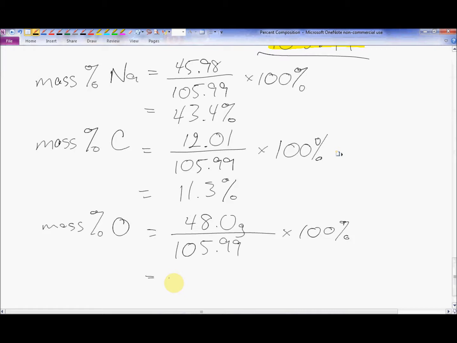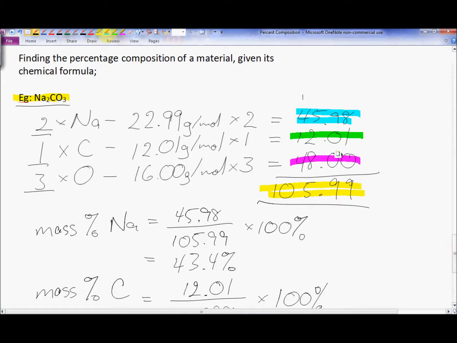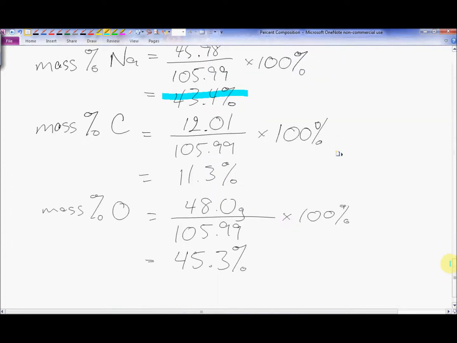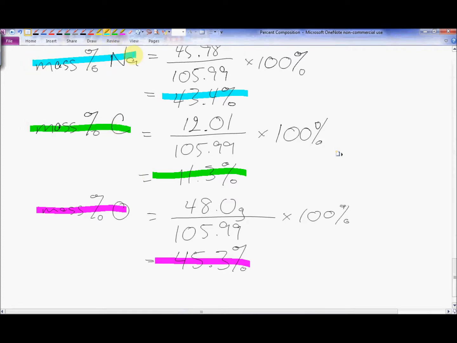Okay, so the three values are 43.4%, 11.3%, and 45.3% for our three mass percents. Okay, add those three things together and they should get something close to 100%. 43.4 plus 11.3 plus 45.3 gives us 100%, lo and behold.